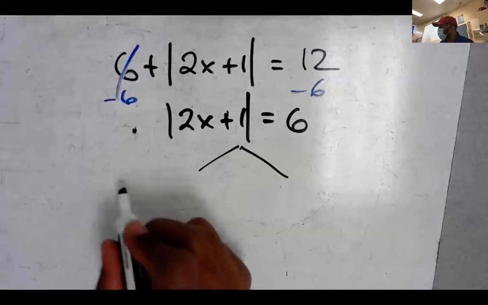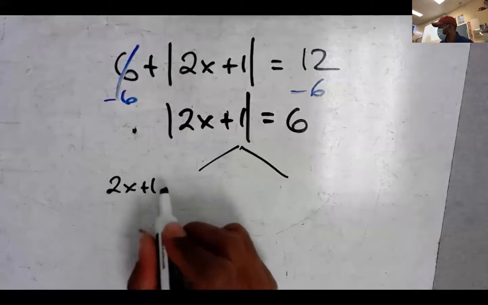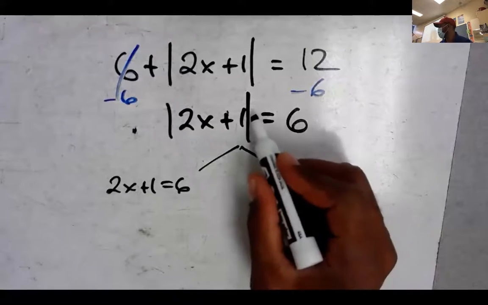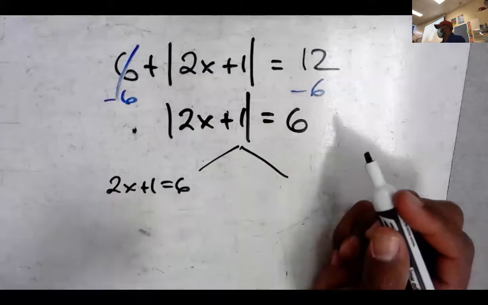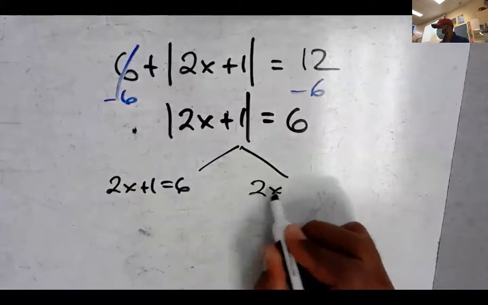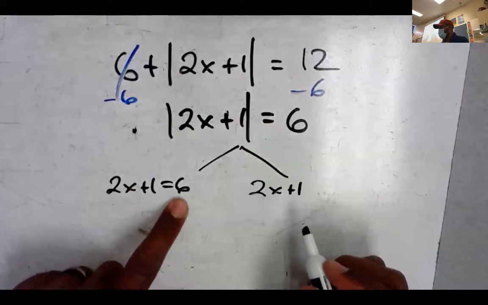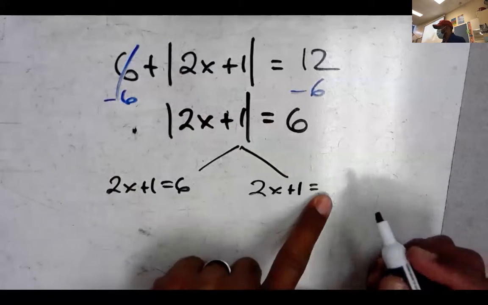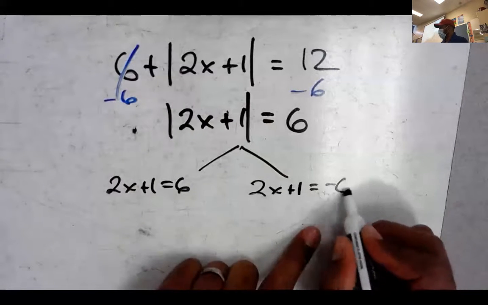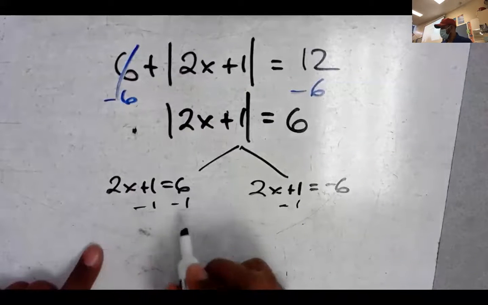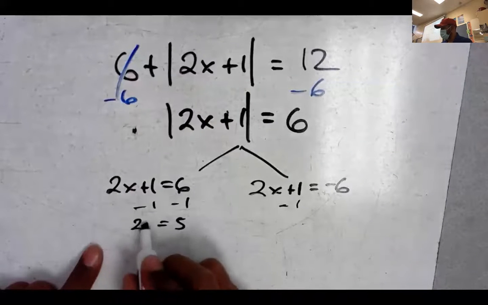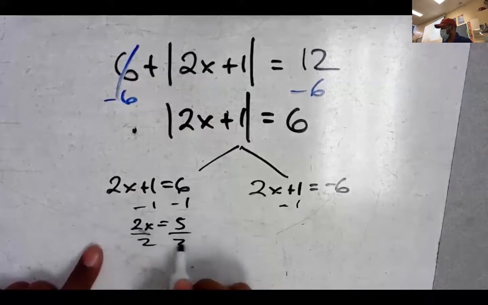Yes, you can, because what I'm saying is, do I have a number here on the left or here on the right? No, we're good. So now I can make the 2 equations. 2x plus 1 equals 6, and then 2x plus 1 equals what? Negative 6, right? Then I subtract. That's 5. 2x, divide by 2, x equals 5 over 2.